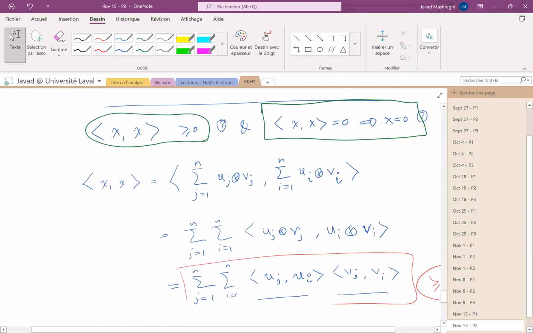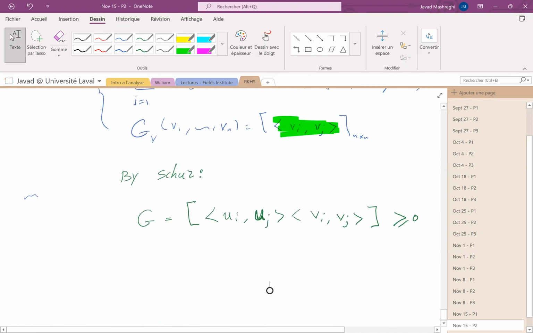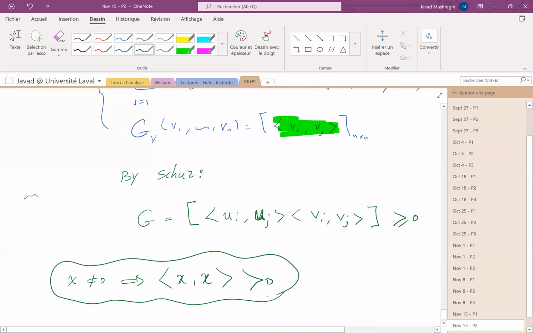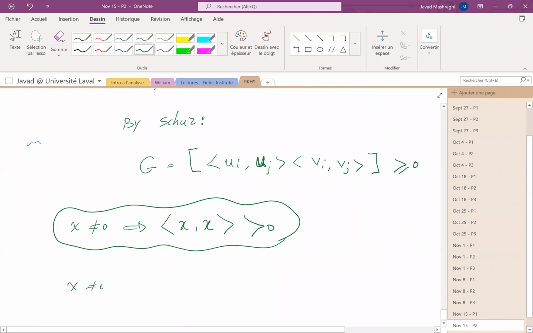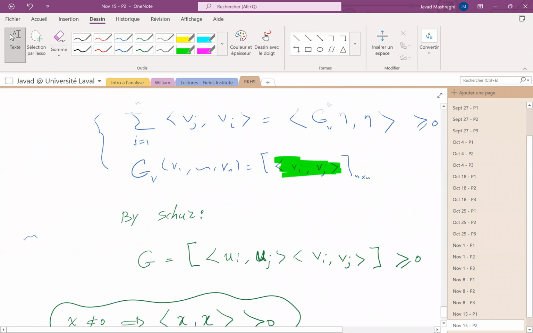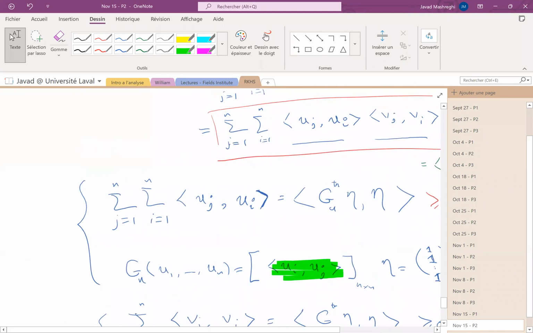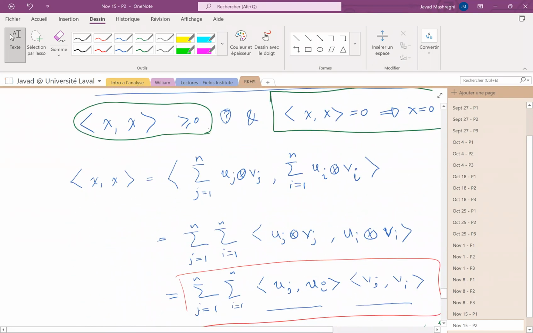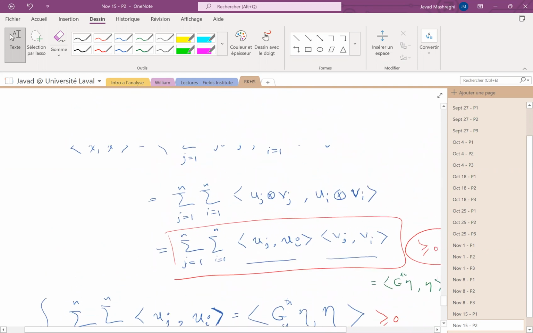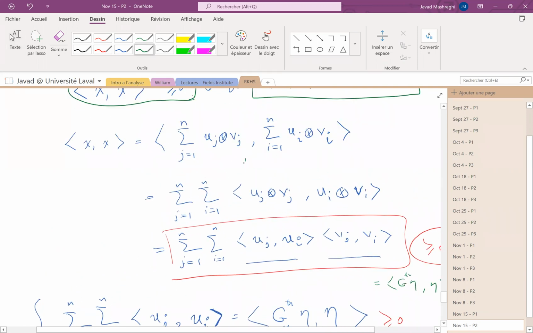Instead of answering this, I do this. If x is not equal to 0, then the inner product of x and x is strictly bigger than 0. We can show this. And this is hidden here. If x is not equal to 0, then go back there. The representation I used for x, here is the representation I use.